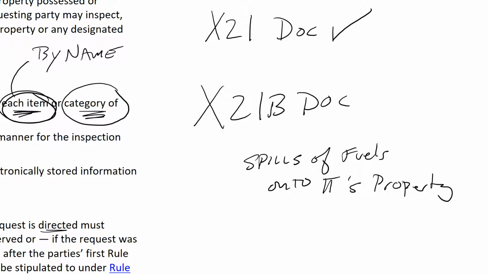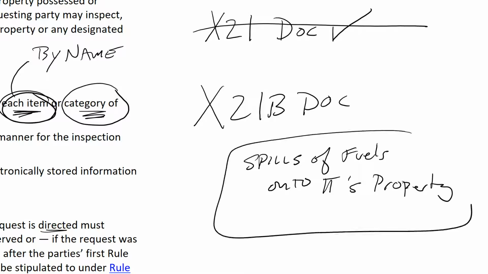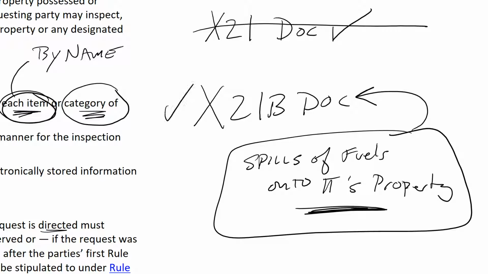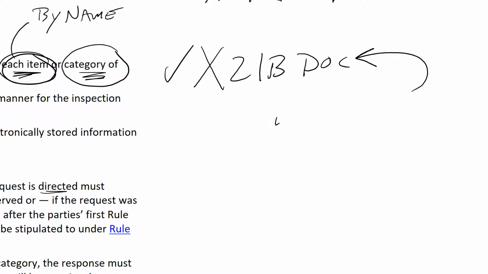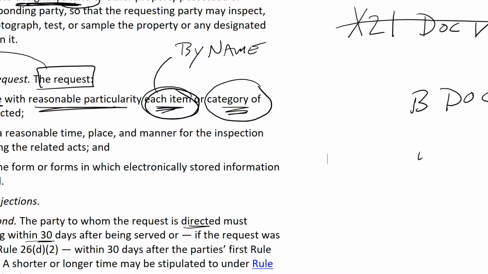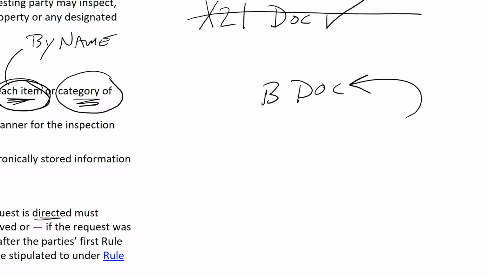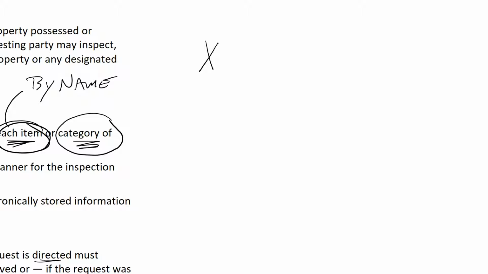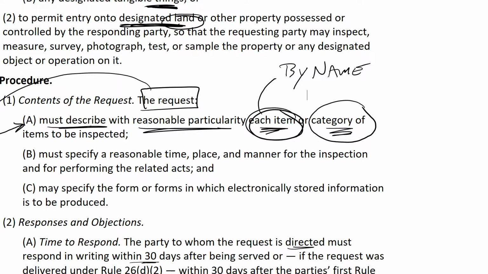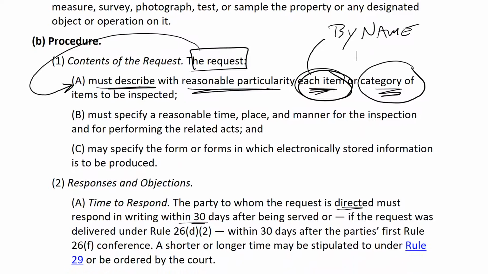So, even if I get the name of the document wrong, as long as this category includes this document, then they should be giving me this document right here, the X21B document. In fact, if there's other documents that also fall into this category here, they should be giving me those documents as well. So I won't tell you not to request things by name or by item. That's perfectly fine. But be careful, because if you get the name wrong, you may end up with nothing. So, in the alternative, or in addition, you might want to consider requesting things by category.